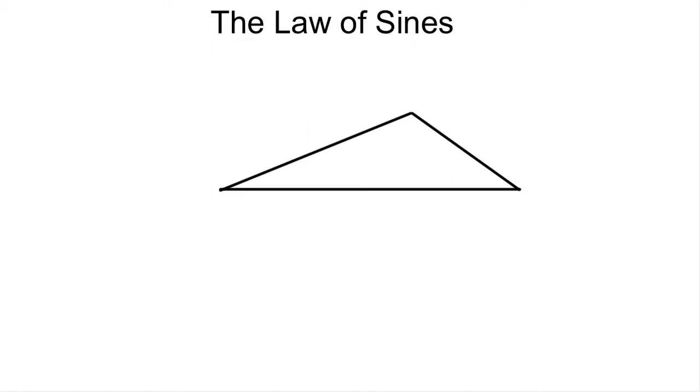So if I have this triangle here, we'll call this triangle A, B, C. Remember that in a triangle, capital letters represent angles and lowercase letters represent sides. So this would be side A because it's opposite of angle A. If this is angle B, then side B is opposite that. And here's angle C, opposite side C.